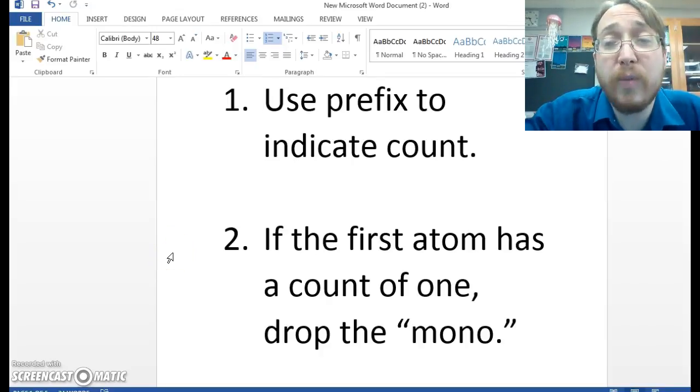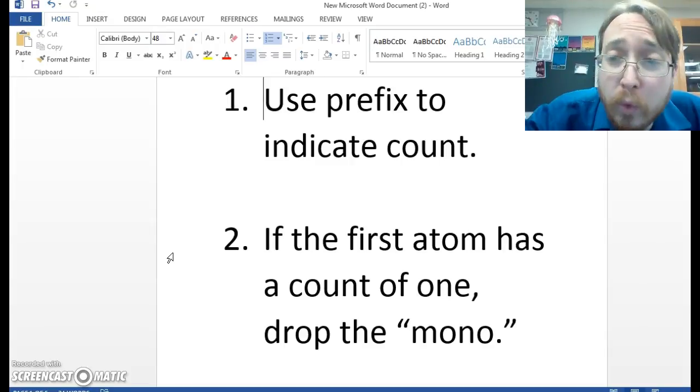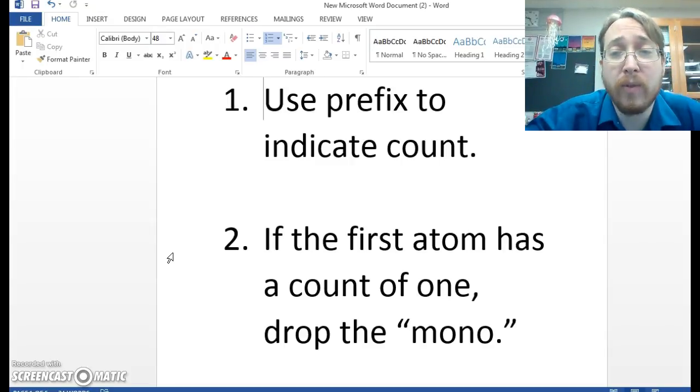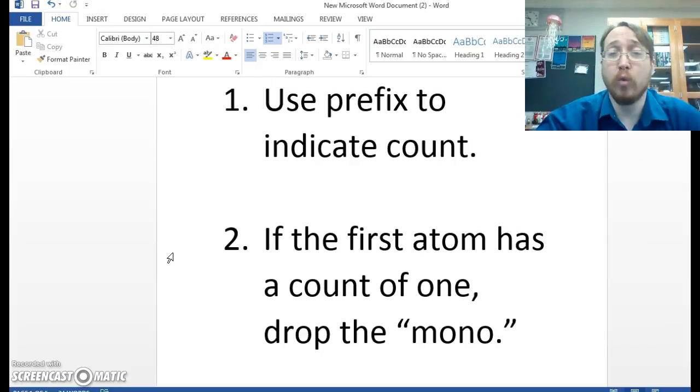Hello, General Chemistry. This video is about naming covalent compounds. When you compare the naming rules for covalent compounds to the naming rules of ionic compounds, they are much simpler. There are only 3 rules for naming. The first is that you use a prefix to indicate the count. Well, what does that look like?